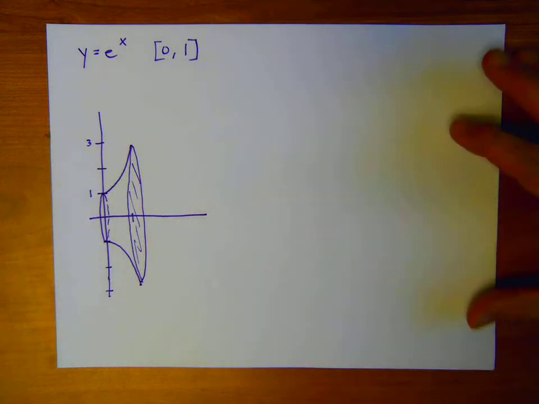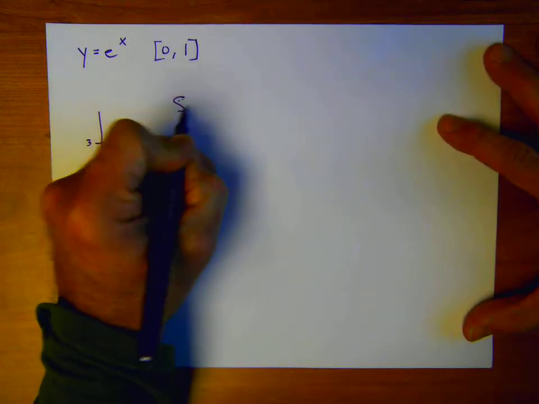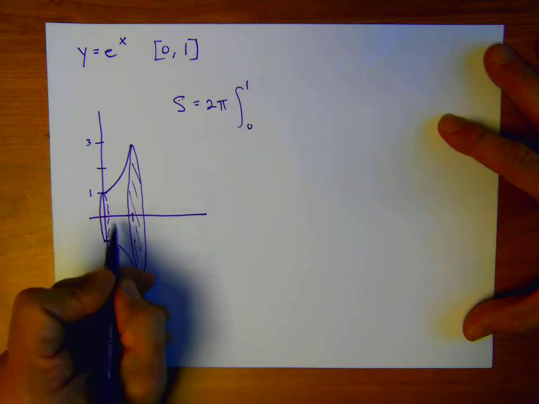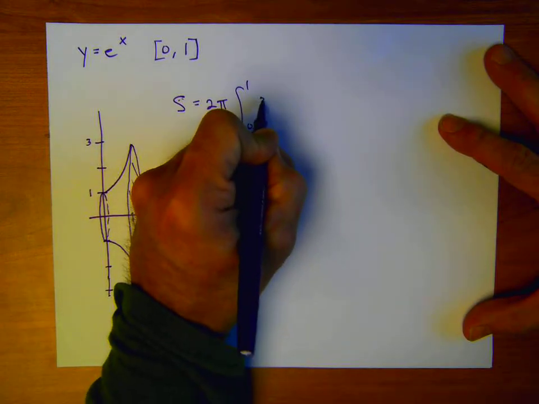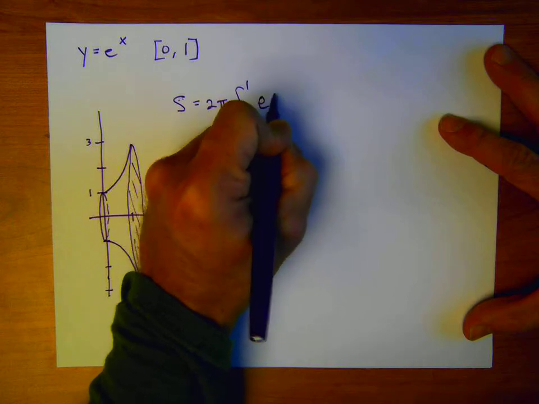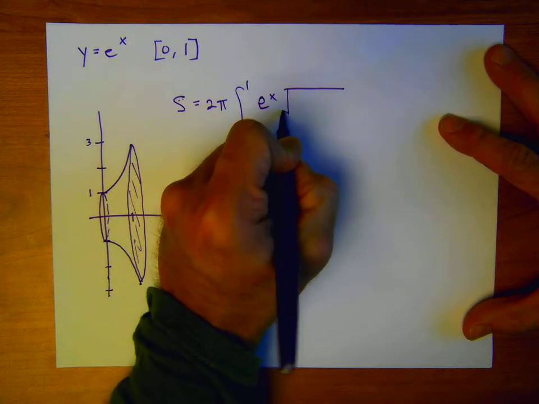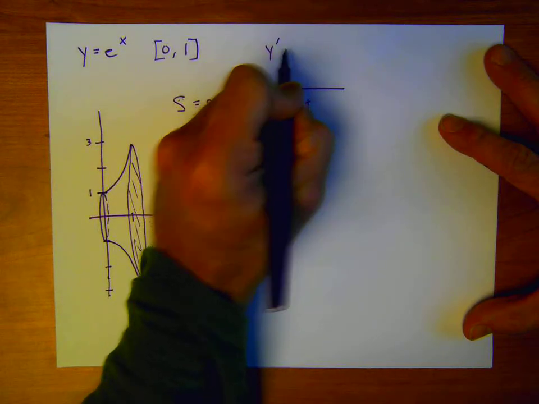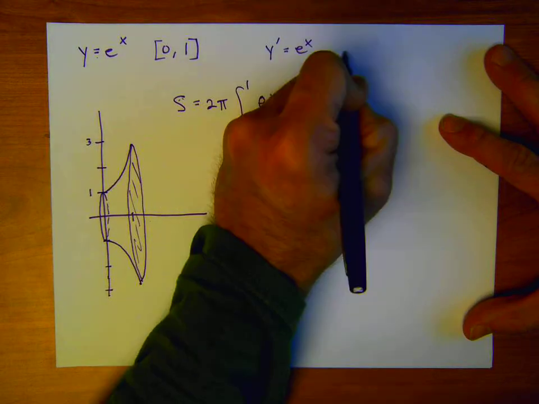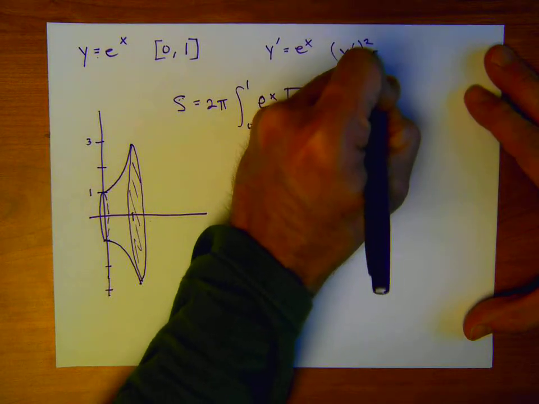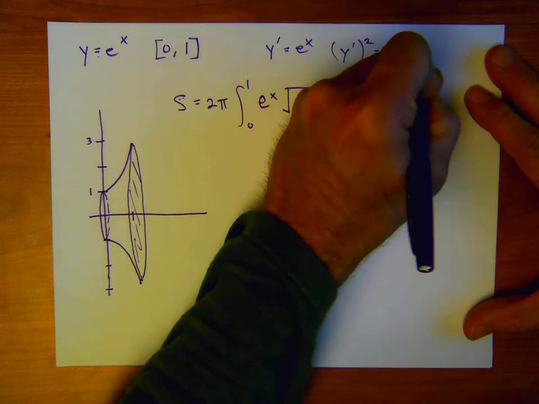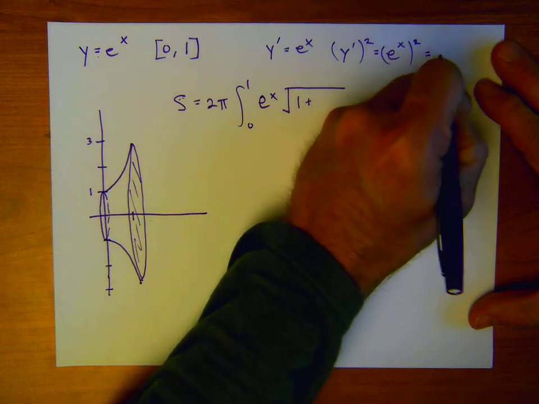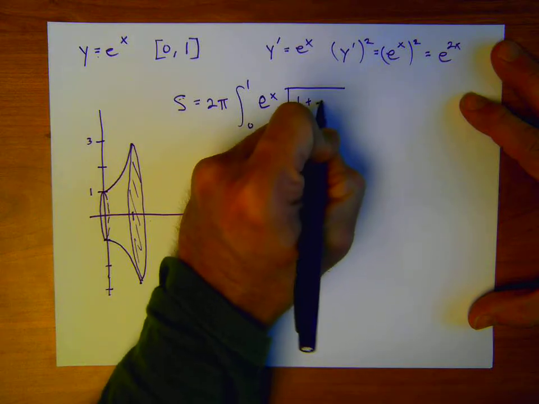Okay, so we know the formula, let's see it again. In this case, our bounds are going to be 0 to 1 because that's what we have right here. And I'll go ahead and put the function value, it's going to be e to the x, times the square root of 1 plus the derivative squared. The derivative of e to the x is e to the x. That was easy. Then we want to square that, so that's e to the x squared. Anytime we have a power raised to a power, we multiply, so that is e to the 2x, dx.